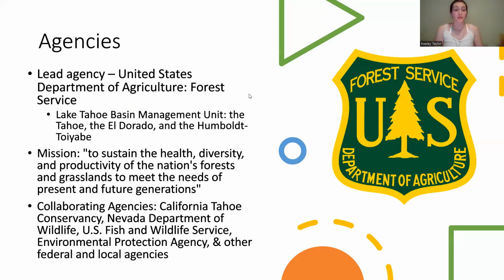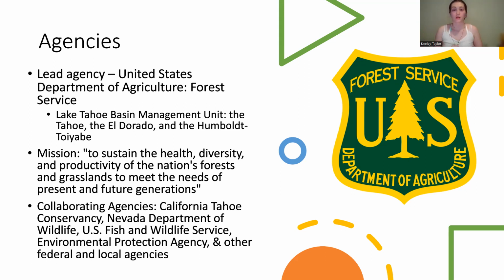And so, as I previously mentioned, the U.S. Forest Service is the leading agency as this is their forest plan, and they are managing the Tahoe, the El Dorado, and the Humboldt-Toyabe forests in this region. It makes sense as the U.S. Forest Service is managing the nation's forests and grasslands and their natural resources within these regions.